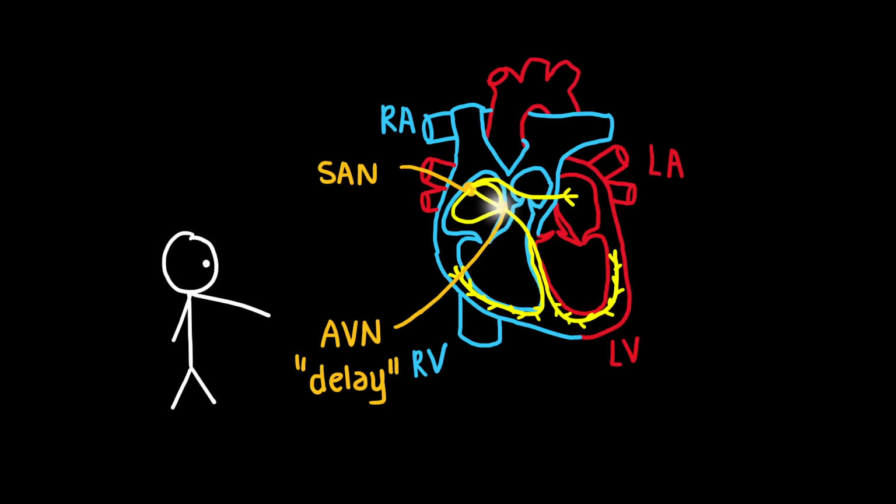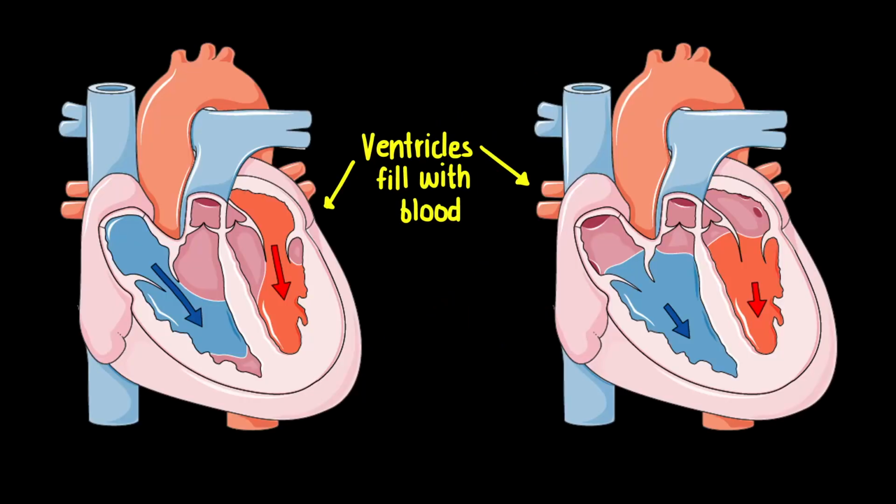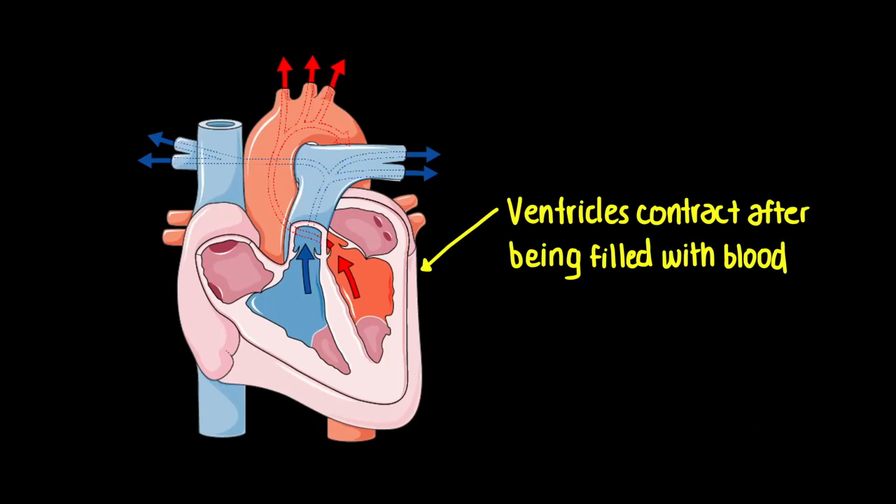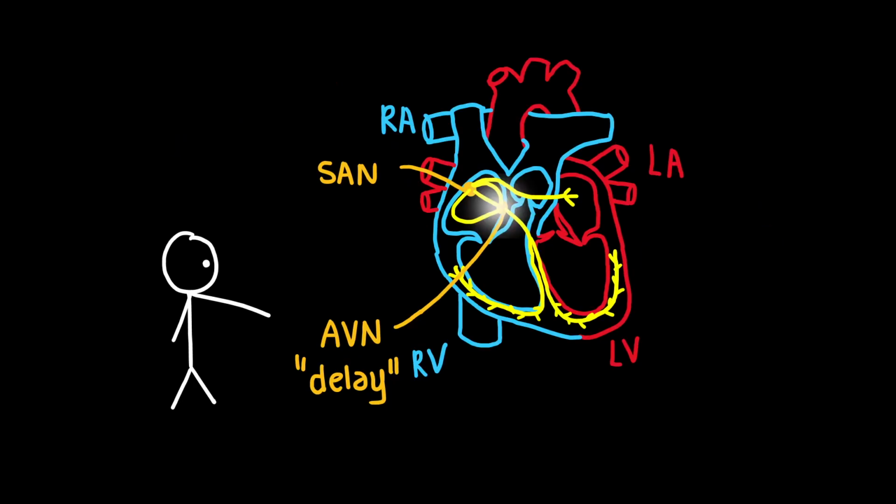The AV node is a gatekeeper. Its job is to delay. This delay is on purpose, because the ventricles need time to fill before they can fire. If the signal passed through instantly, the ventricles would contract too early, before they have the chance to fill. The AV node holds the current just long enough to prevent that from happening.